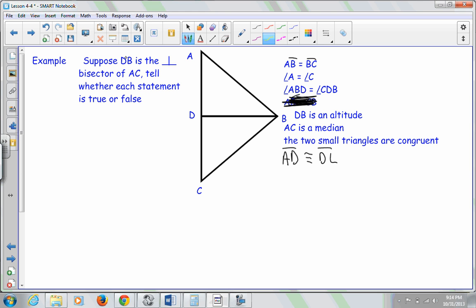So our condition is DB is the perpendicular bisector of AC. So DB right here is the perpendicular bisector of AC, which means that this is 90. Which means that that angle right there is 90 degrees. And if it bisects AC, that means those two are the same. All right. So let's answer the questions.